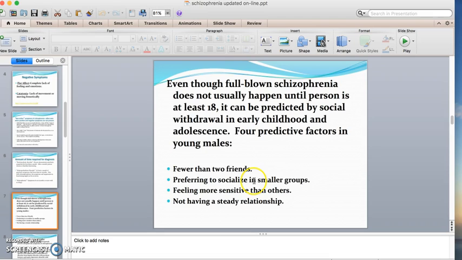They also tend to have odd ways of speaking and odd ways of behaving, and they tend to act just strange. They might have odd drawings, they might have odd poems, things like that. All of these things could be indicative of schizophrenia, but not necessarily.